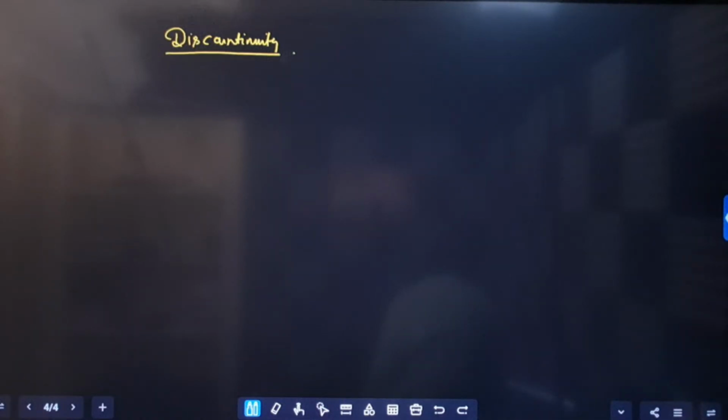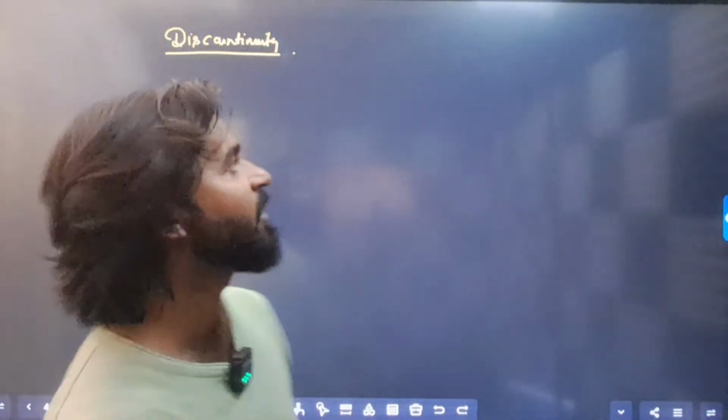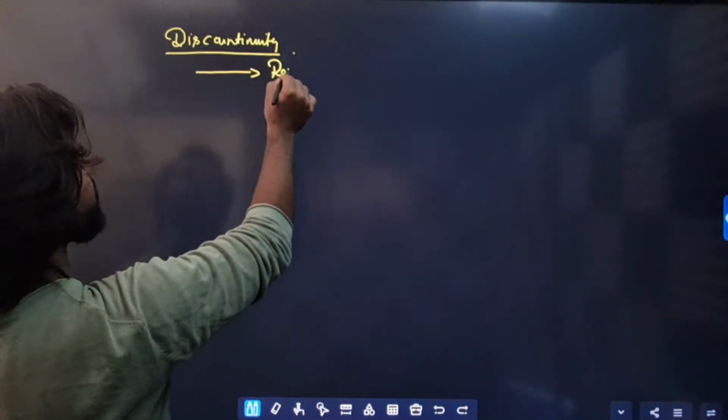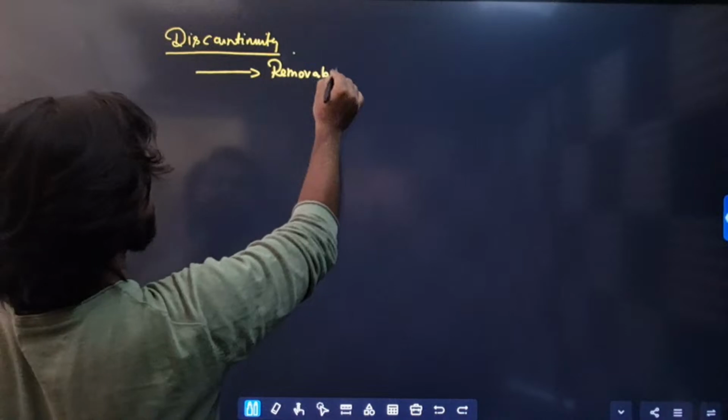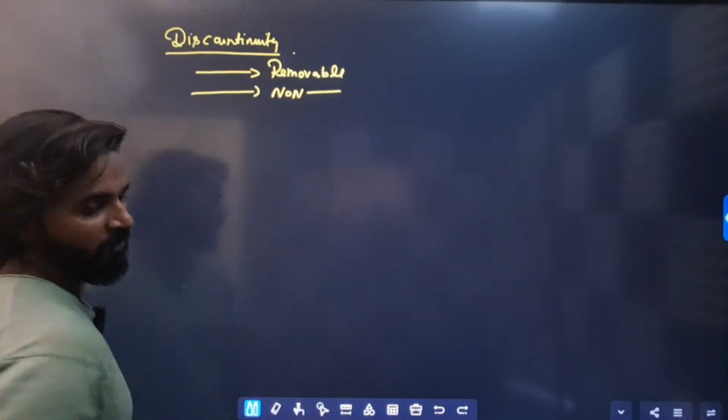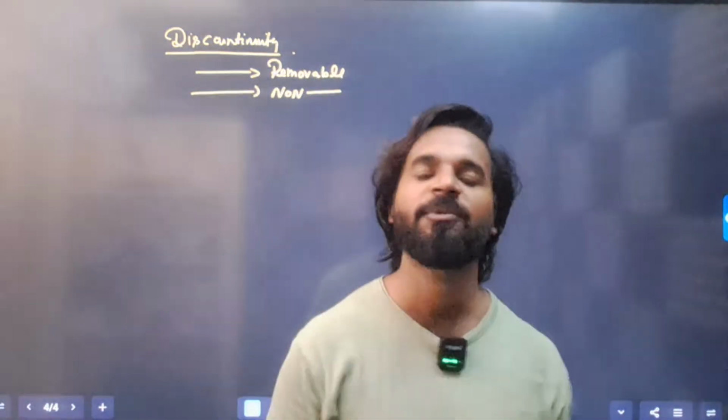If a function is not continuous, then that function is called discontinuous. I am saying very simple words. Discontinuity means a function is not continuous. But there are two types of discontinuity. The first type is removable and the second type is non-removable.